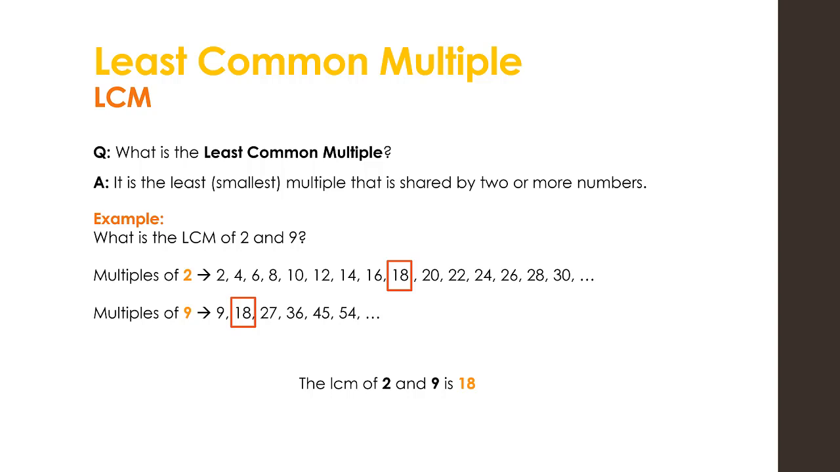This process can be very long when you have several numbers that you need to check for a common multiple, or if the numbers that you are calculating are very large. So we are going to see now another process to find this value. The method that we are going to use to find the least common multiple is prime factorization.